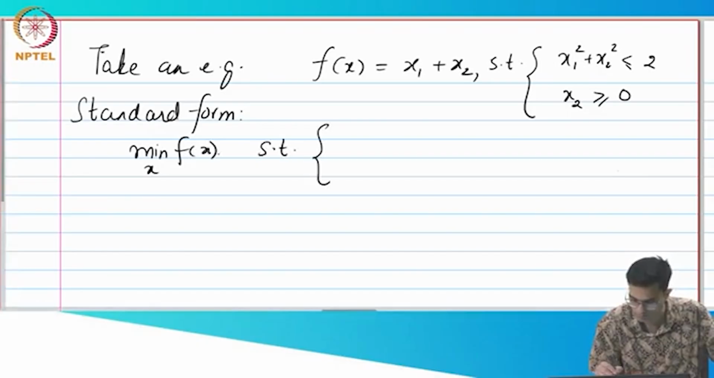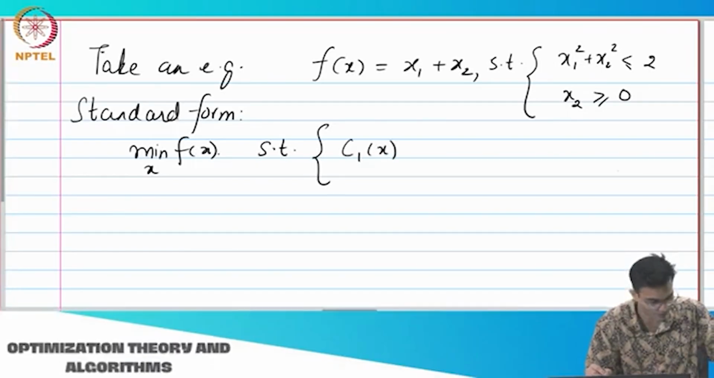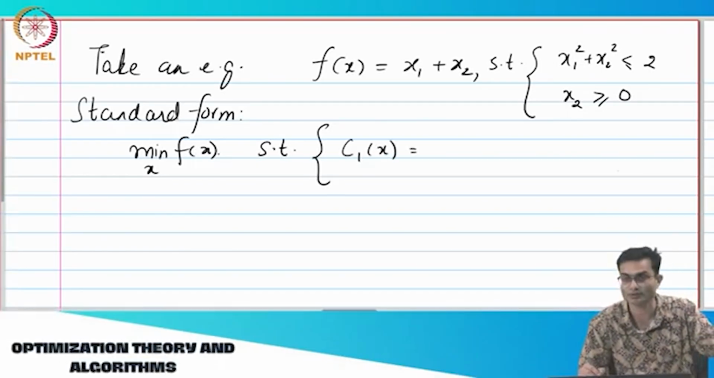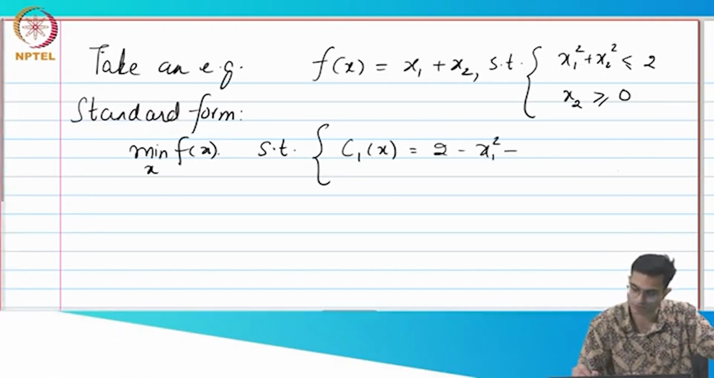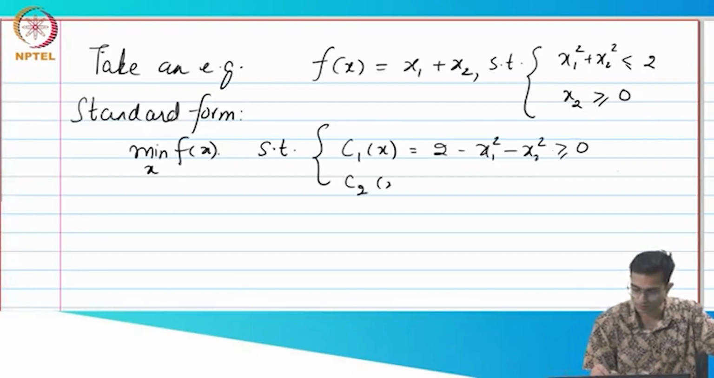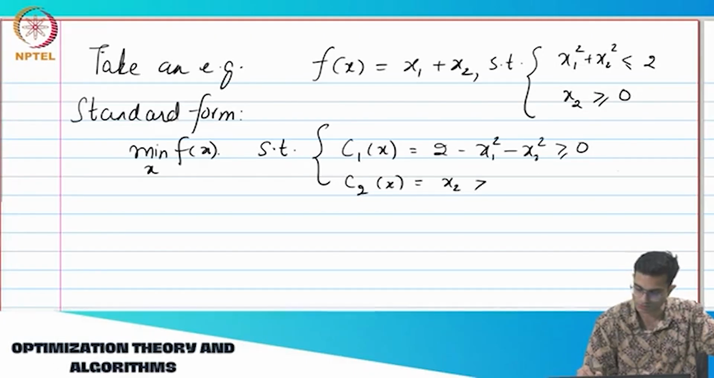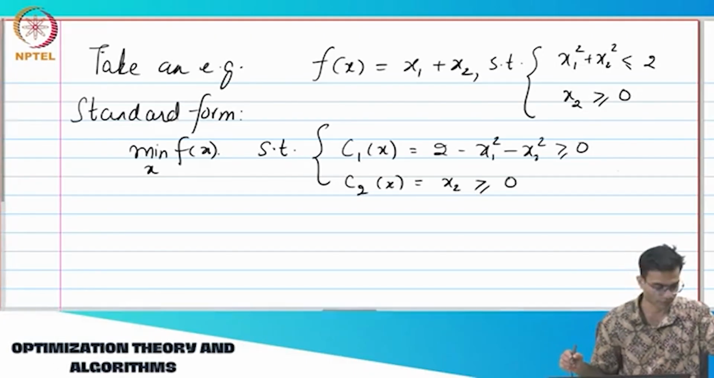So let's denote this. c1(x) is the first constraint. Right. So how should I write it? 2 minus x1 squared minus x2 squared is greater than or equal to 0. c2(x) is equal to x2. This is already in the standard form. So this is my feasible set.